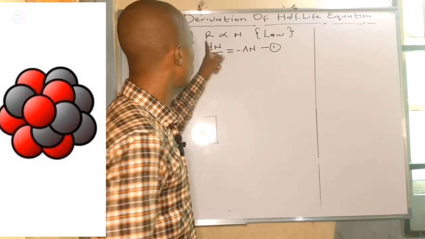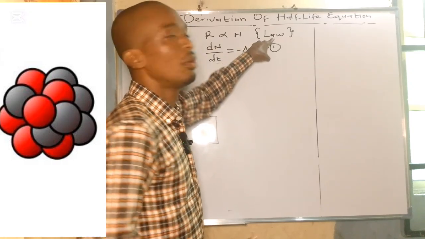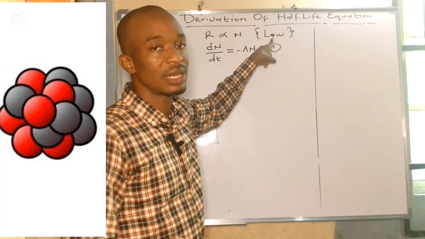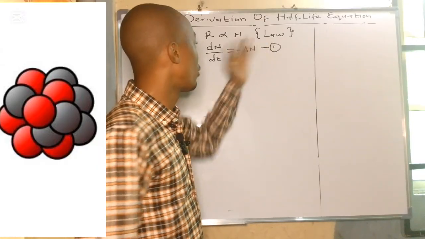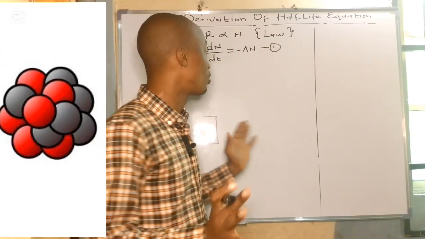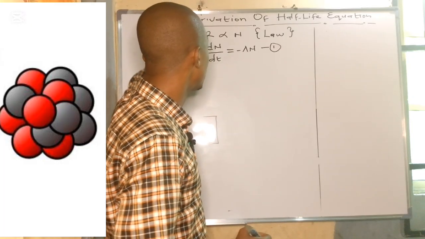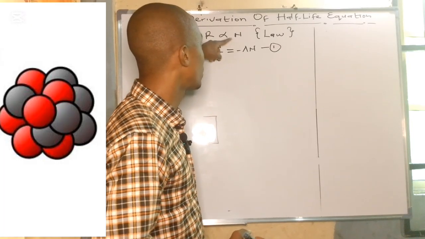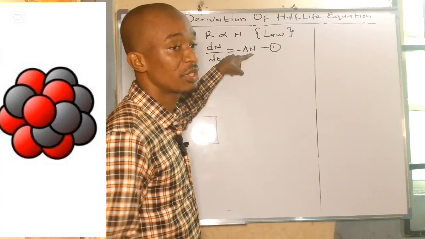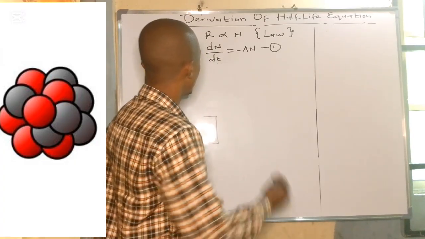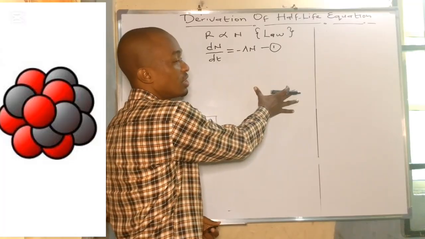So let's carry on. First of all, we need to talk about the rate law. The rate law tells you that a radioactive substance reduces over time. Just know that. But if you want me to state it, I will state it for you. It tells you that the rate of decay is proportional to the amount of radioactive substance present. So from here, all we need to do is to rearrange and integrate.